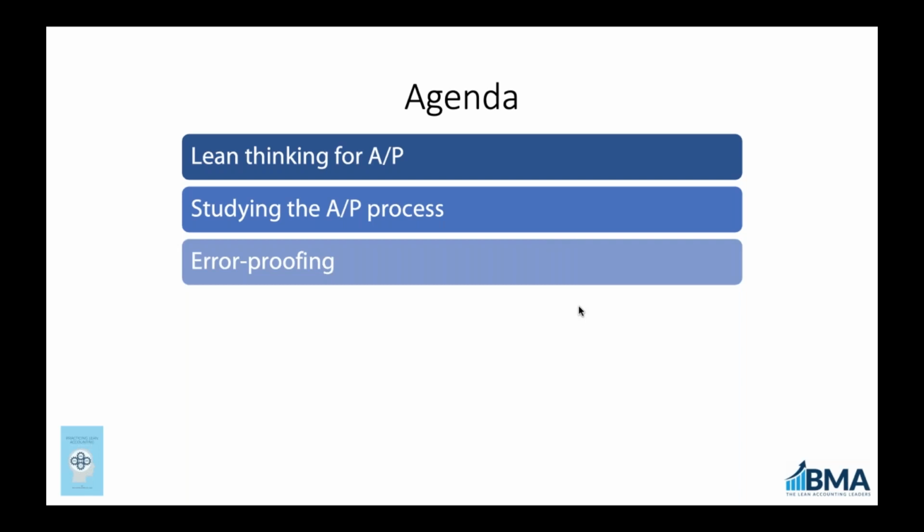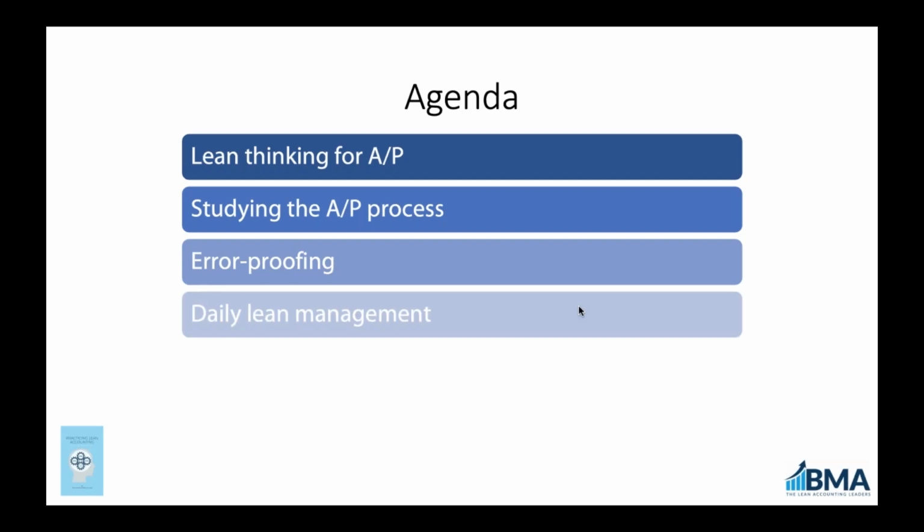And then that gives you an idea of what to work on in terms of improving. Then we're going to talk about error proofing, which is improving quality, which over the course of my career and working with companies I found is sort of like the number one problem that accounts payable deals with, which is anything that is incorrect on an invoice. Then we're going to talk about daily lean management, which is on a daily basis, how should accounts payable be managed using a lean thinking approach. And while that might sound a little bit counterintuitive, we know how to run accounts payable. I'm not saying that.